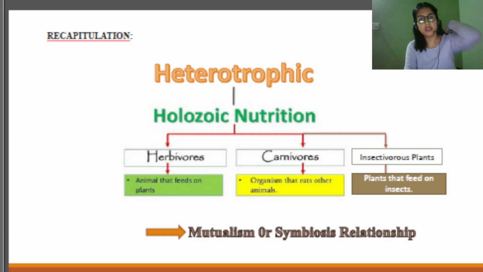Now you will be telling me what happens in this type of relationship, that is mutualism or symbiotic relationship. You will be giving an example of this in the comment section below. I'll give you 10 to 20 seconds to answer this question. Mutualism or symbiotic relationship: you will be explaining what it is and an example of it.